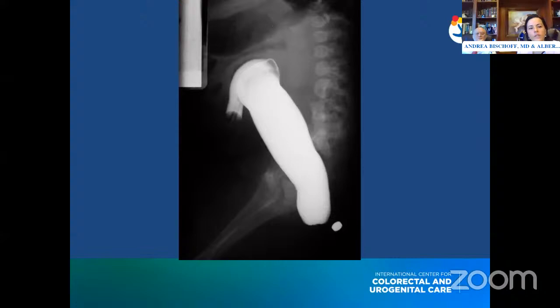Let's see the answer. No fistula. Very good. So in this case, you can see that the entire bowel is very distended. It's very close to the anal marker. You don't see extravasation of contrast, so you have no reason to suspect that this is a rectoperineal fistula, and you don't see any contrast in the urinary tract, so this is not a bulbar fistula. This is a case of no fistula.